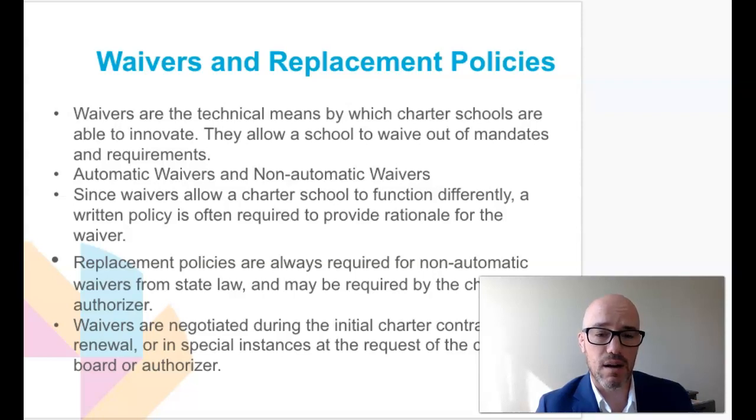We can conduct off-cycle waivers when there is a request or a law has changed, but this does need to be first approved through the charter board, and then the waiver needs to be submitted to the charter authorizer, which will then be approved by the charter authorizing Board of Education. Once approved by the Board of Education, the waiver is submitted to the state, and the State Board of Education will approve it as well. Waivers are often negotiated during the initial charter contract or the renewal process. As stated, in special circumstances, we will approve waivers off-cycle.